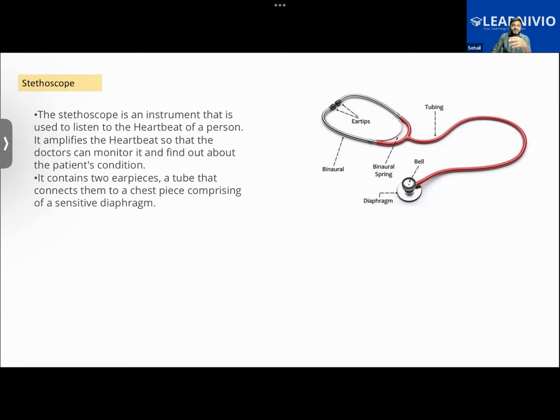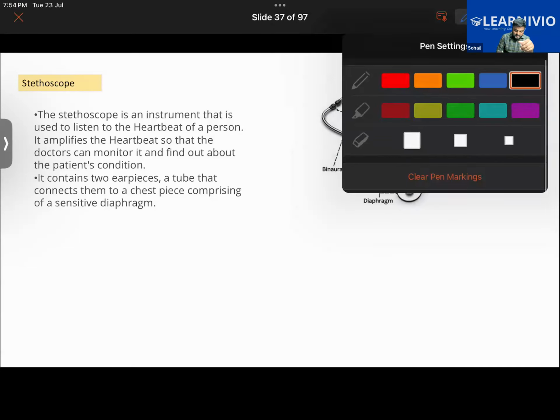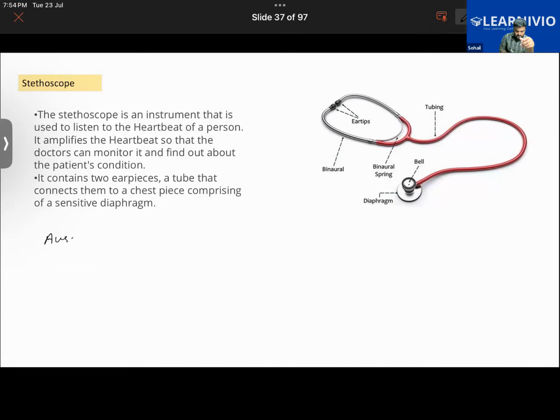There's a field in medicine called auscultation. Pay attention to what I'm writing over here. There's a term called auscultation. This is a field in medicine whereby a doctor examines the internal sounds produced inside the body of a person, and based on the type of sound he hears, he is able to determine whether a person is healthy or not. Of course, it is used to listen to the heartbeat of a person also.